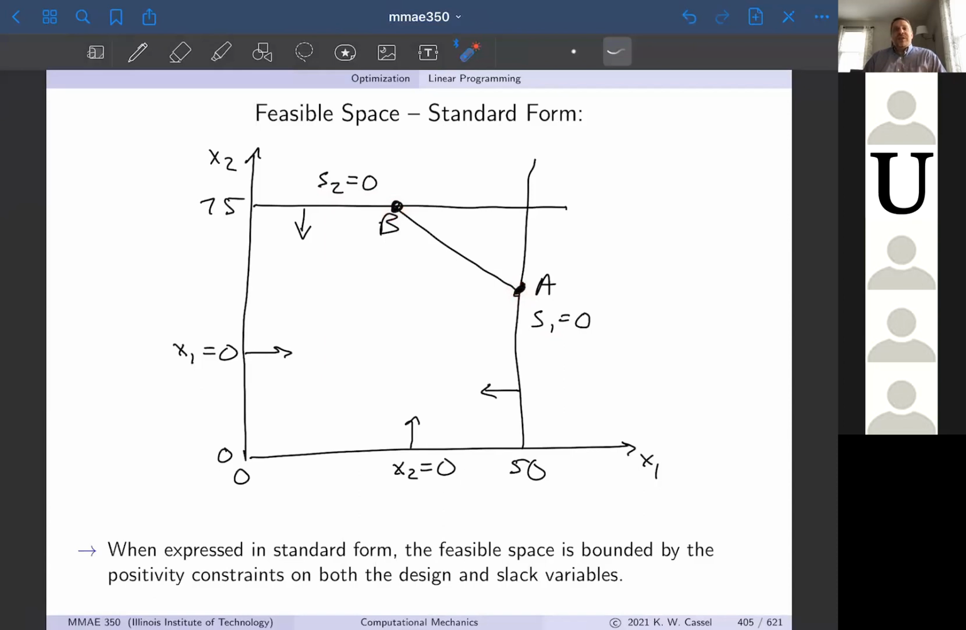All right, so the feasible space looks the same. It's just that it's expressed a little bit differently when we use our slack variables than it was last time when we used our x1 and x2 variables. All right, so that's putting it now into standard form.